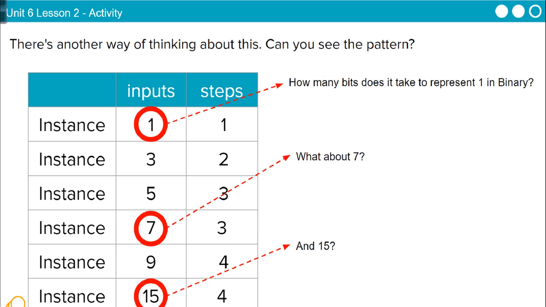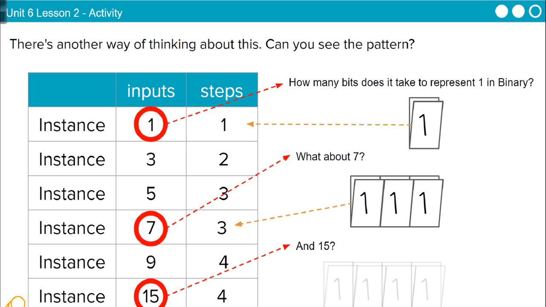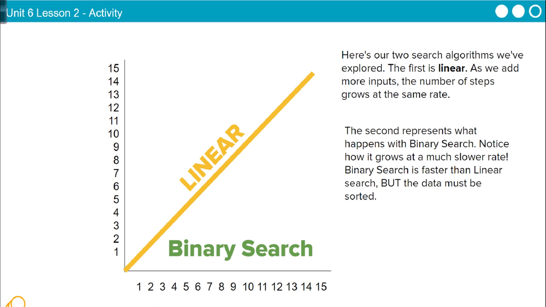And then here's another way of thinking this, and this is where we see the pattern. How many bits does it take to represent 1 in binary? The answer is 1. What about 7? Well, it would take 3 numbers in binary, right? 1, 1, 1. And 15? That's 4. And actually that's 1, 1, 1, 1. And so those would be the ways that we'd represent these numbers. And it also refers to how many binary digits we have. Hence why we call this a binary search, because it follows along with binary.